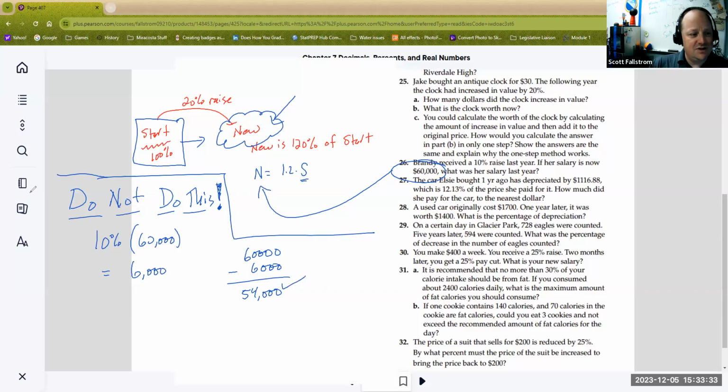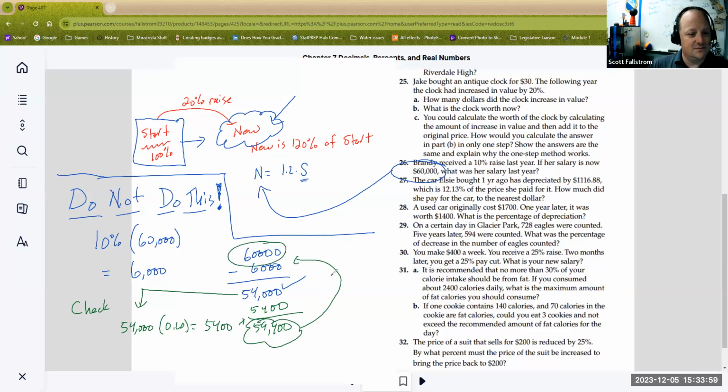Well, check yourself, right? Why not check yourself? Take this amount, 54,000, and you're doing it the long way anyway, so there's nothing I can do to talk you out of it. You're going to do it this way. Multiply by the 10%, and you get 5,400, and then add that on. And guess what? You got 59,400. So you're supposed to get 60,000. And so that is unfortunately a fail.